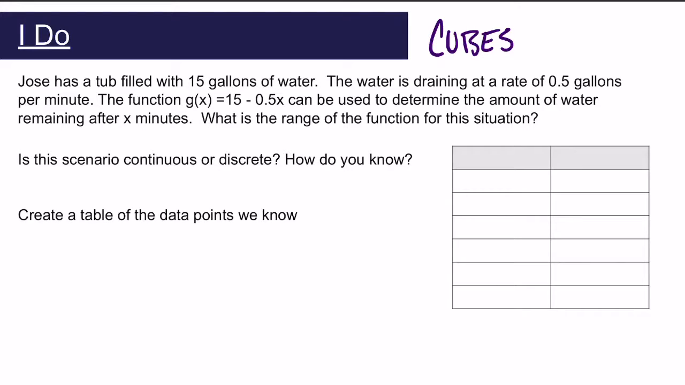Jose has a tub filled with 15 gallons of water. The water is draining at a rate of 0.5 gallons per minute. The function g of x equals 15 minus 0.5x can be used to determine the amount of water remaining after x minutes. What is the range of the function for this situation? And is this scenario continuous or discrete? And how do we know? And then it talks about that they give us a table to put some data points that we know.